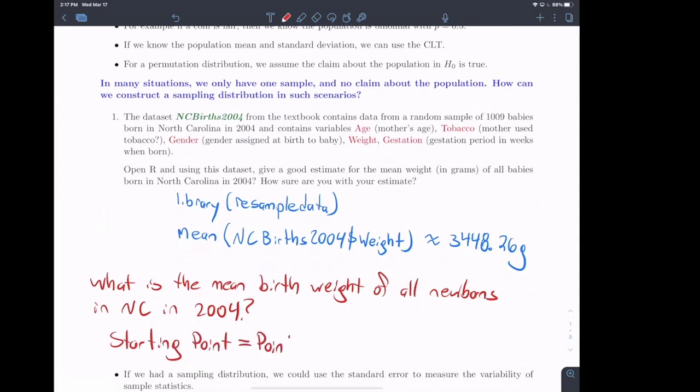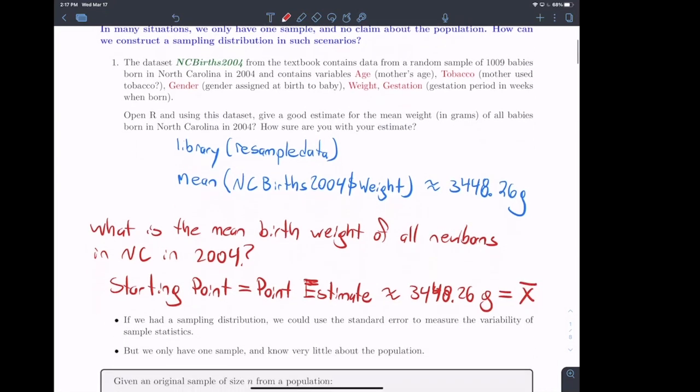So this starting point is what we would call a point estimate. So we would take the corresponding mean from the sample, right? That seems like the best guess that you would have from that. And again, we call that a point estimate because we're estimating that with just one value.